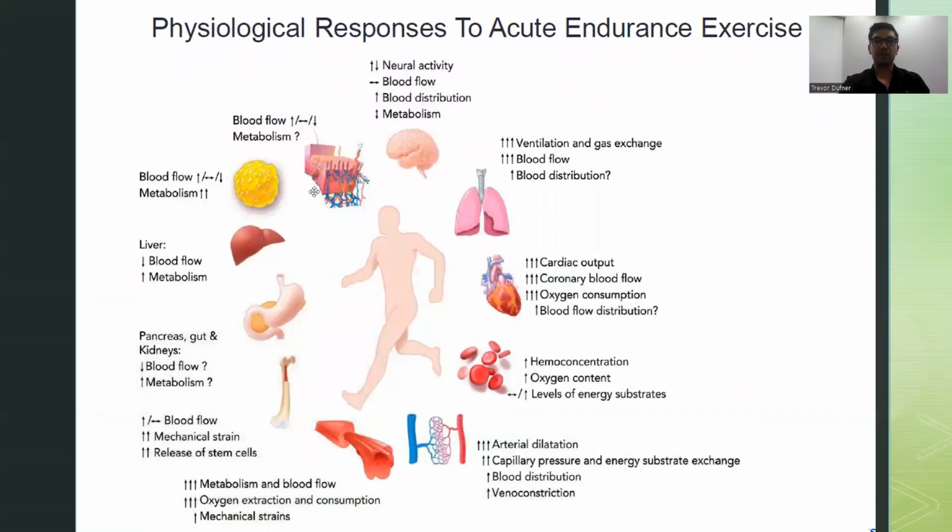And so looking at physiological responses to acute endurance exercise, we can look at these different things here. I'm not going to go over them in too great detail, but you can see the blood flow distribution, the blood flow change. You can see how cardiac output and hemoconcentration change. You can look at arterial dilation. You can look at this whole graph and see what's occurring. I'm not going to go over this in any greater detail because you can look at this and understand it yourselves.